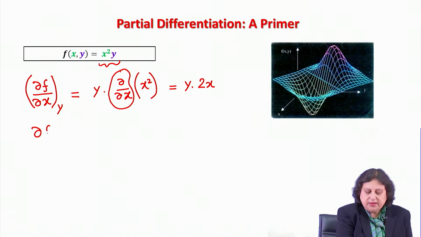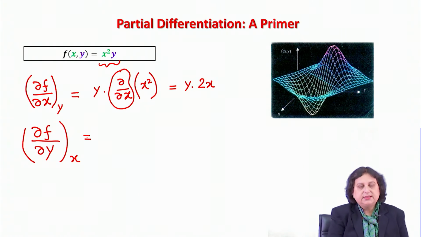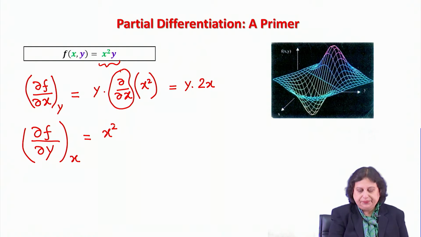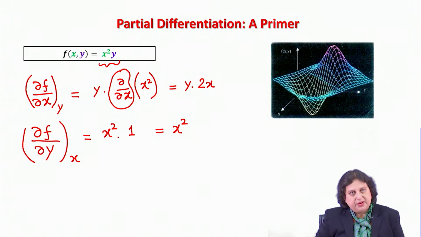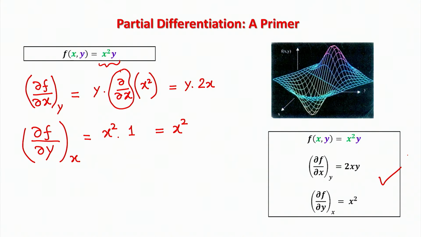Similarly, I can try and find out what is del f del y. Clearly, while taking this differentiation, I will have to keep the x dependent part out of the differentiation, and then I take the differentiation of the y dependent part. So, what is del del y of y? That is equal to 1. So, this answer is x squared. As you see, by knowing the rules of simple differentiation, one can find out the partial differentiation of a function of two variables. So, basically this is the set of results that we have got in this slide.